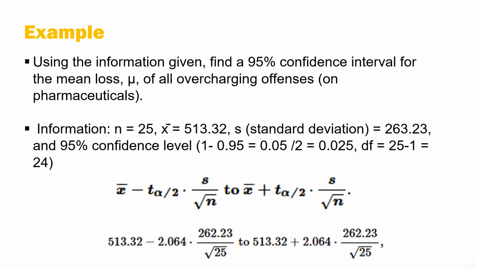And so we can be 95% confident that the mean loss of all of the overcharging offenses for pharmaceuticals is somewhere between $405.07 and $621.57. So it's important that you calculate that right now and see if you get that same answer.